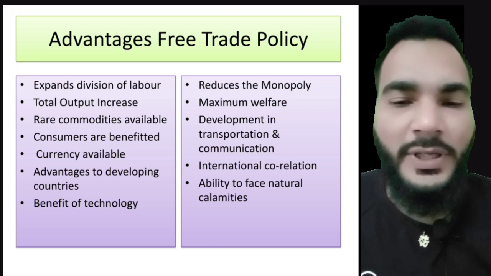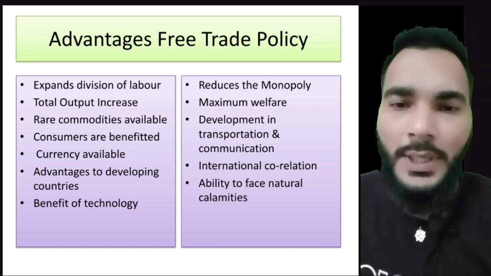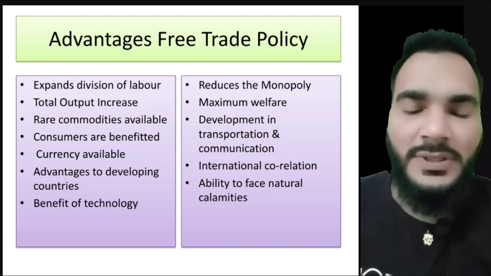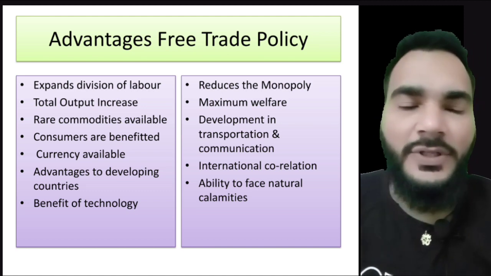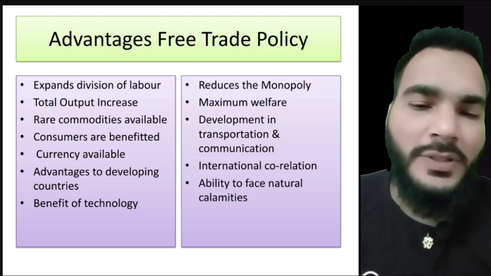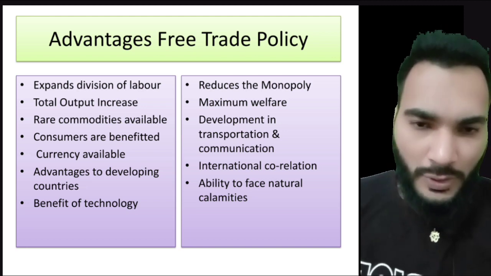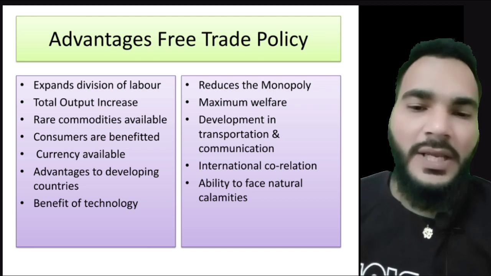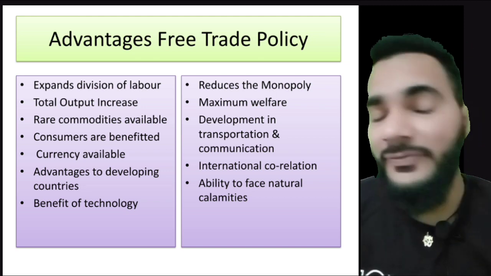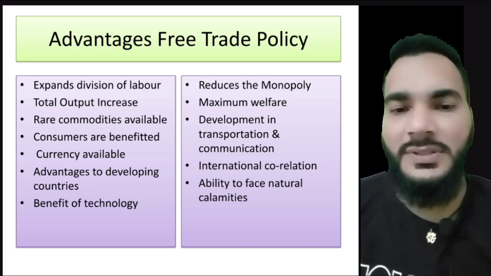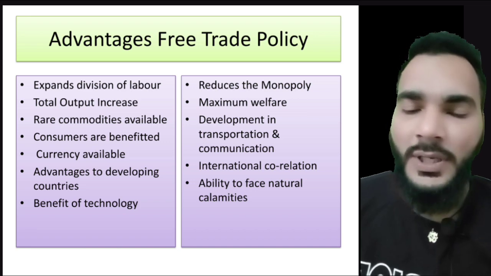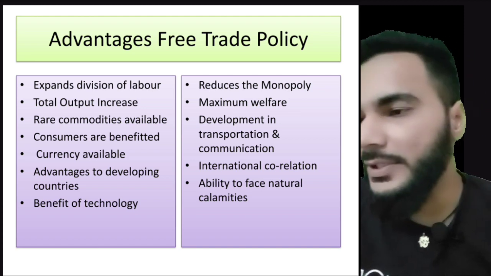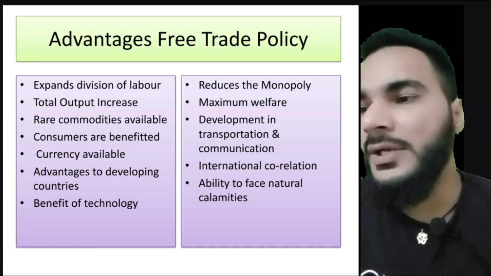Second, total output increases. Now what happens here, if there is a protective trade policy, as we are going to discuss next after this, then there are restrictions. If the restrictions are there, the size or scale of your business is very small. Here in free trade policy there are no restrictions and everything is very easy, so you can expand the business and the scale also increases. Then third, we have rare commodities available.